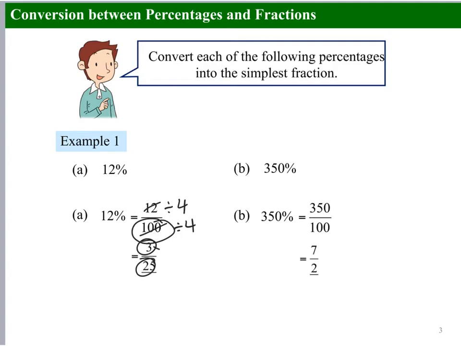In the second example, 350%. The percentage sign here becomes the denominator of 100. And let's simplify the fraction, divided by 50. 350 divided by 50 is 7, and 100 divided by 50 is 2, and that's the answer.